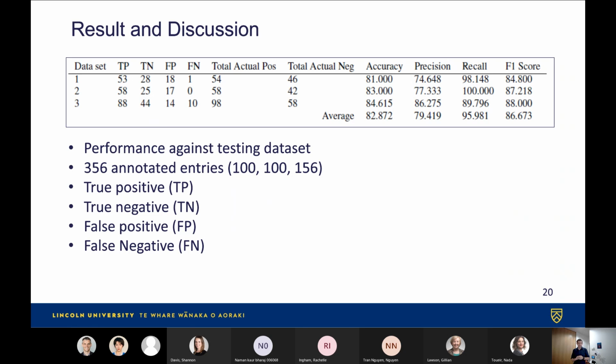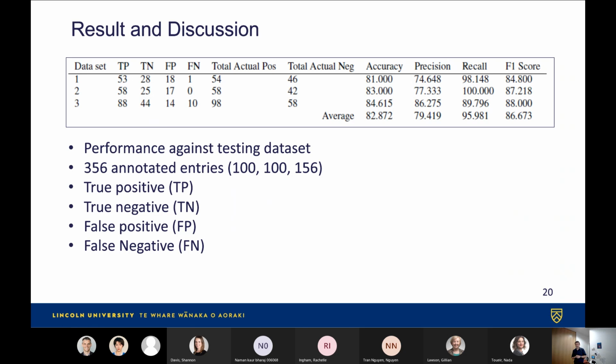But then this is the performance against our testing data set. So this is just over 350 entries that had been annotated, so marked as whether they were cyber aggression or cyberbullying or not. Just a reminder of what the TP, TN, FP and FN mean. The ones that we want are true positives and true negatives. Those are the ones we got right. The false positives and the false negatives are the ones that we got wrong.